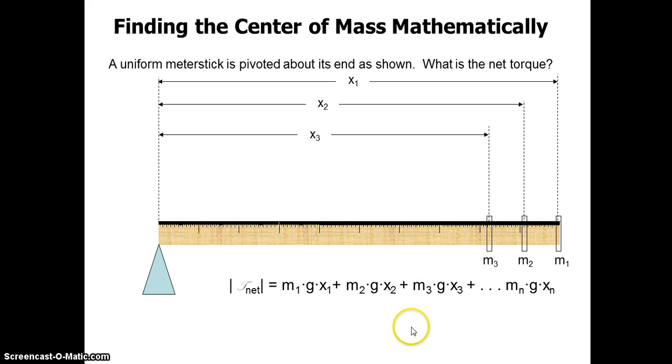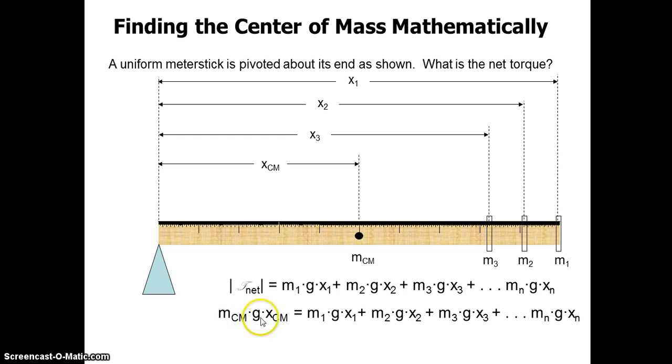There's another way, though, to figure out the net torque, and that's just from the center of gravity. So if I put in the center of mass here, and I take mass of this times gravity times its position, that would also be the net torque. So the net torque is equal to mass of the center of mass times g times the position. I'm going to divide both sides by g and divide both sides by the mass of the whole stick, MCM.